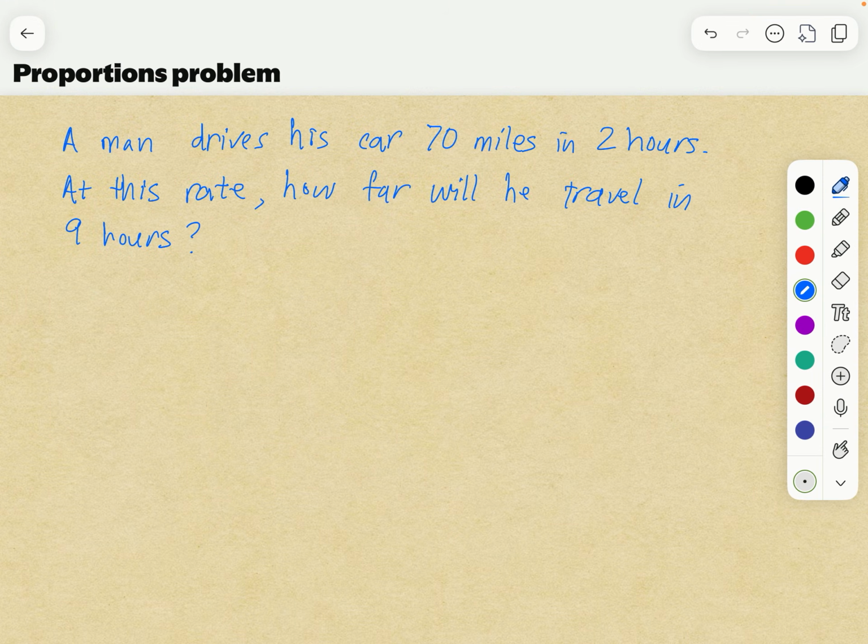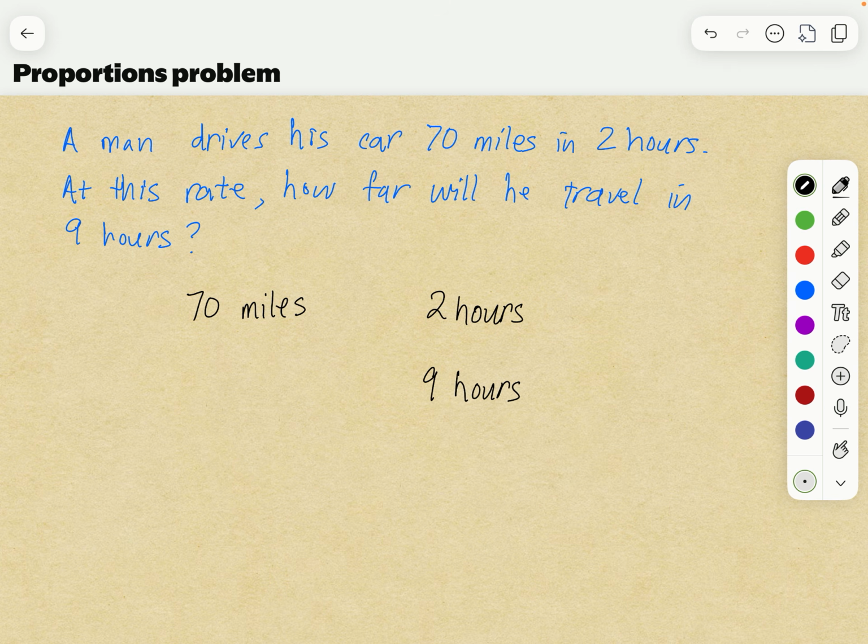This problem says, a man drives his car 70 miles in 2 hours. At this rate, how far will he travel in 9 hours? Well, he travels 70 miles in 2 hours, and at that constant rate, the question is asking how far he'll go in 9 hours.